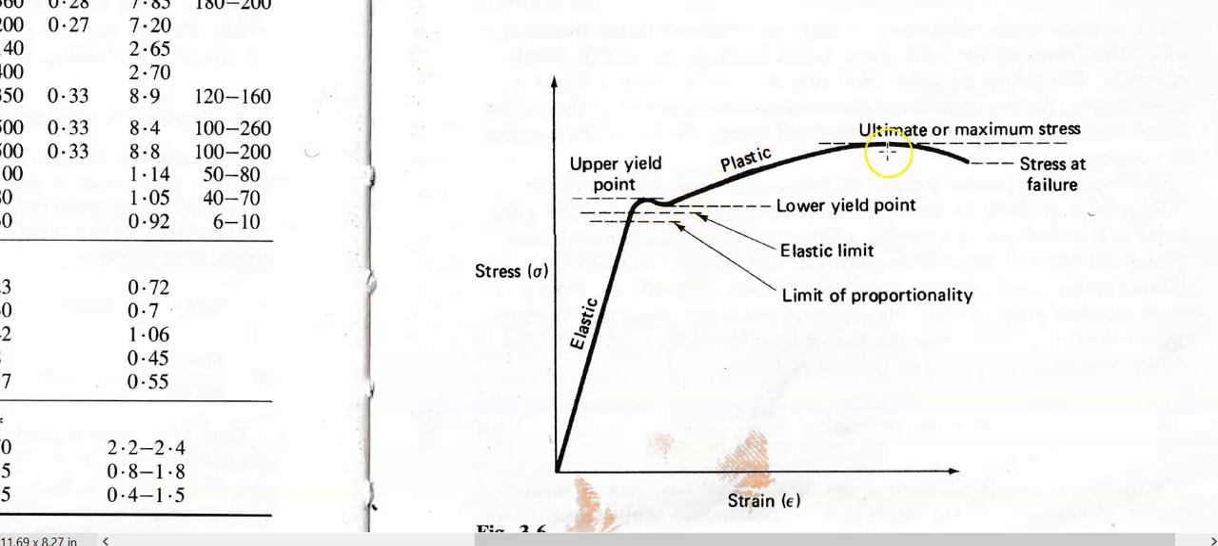And as we go further, it says plastic, ultimate or maximum stress, stress at failure. By the time we get to this area, the wire has broken into 2 bits. And of course, this is where we don't want to be, because this is where the building is going to fall on you and kill you. So we want to stress a material, be it steel, concrete, timber, or whatever, up to this point over here, to its limit of proportionality.